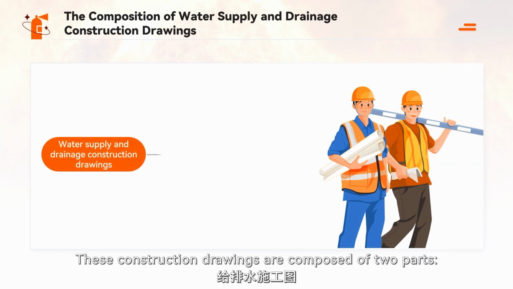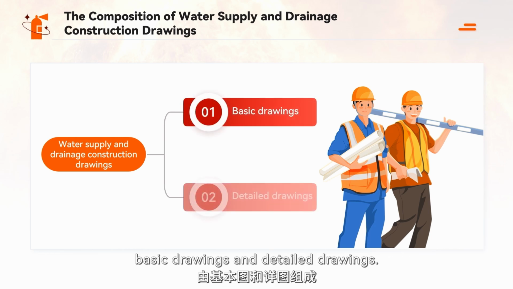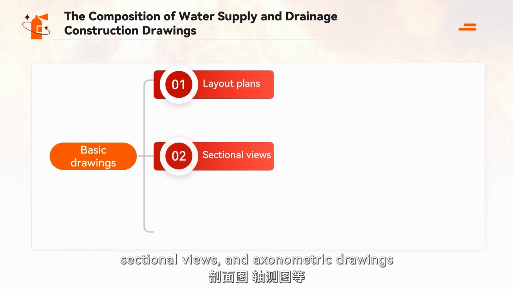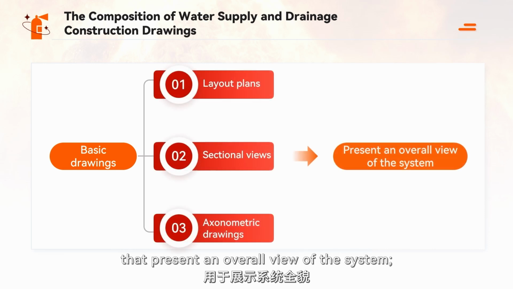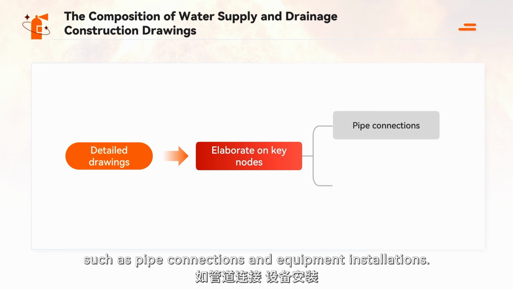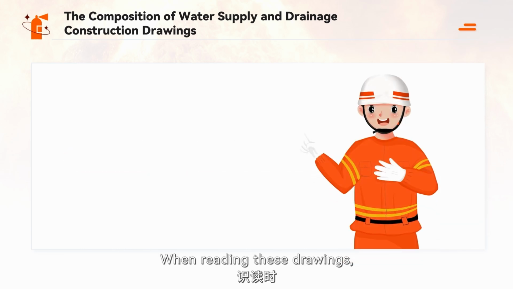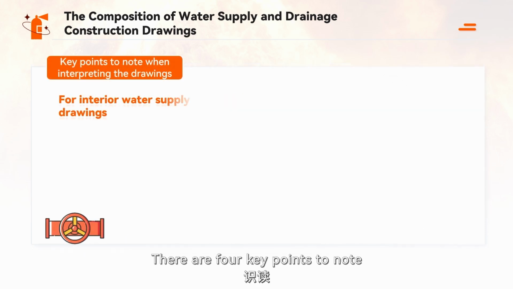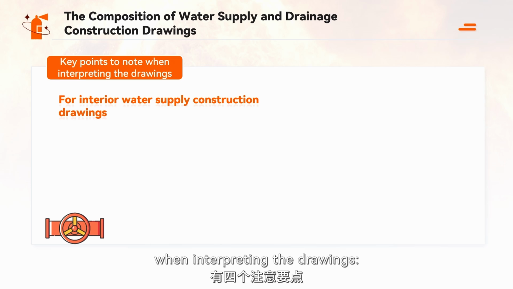These construction drawings are composed of two parts: basic drawings and detailed drawings. Basic drawings include layout plans, sectional views, and axonometric drawings that present an overall view of the system. Detailed drawings elaborate on key nodes such as pipe connections and equipment installations. When reading these drawings, you must first grasp the overall layout before examining the details in order to establish a solid spatial logic. There are 4 key points to note when interpreting the drawings.